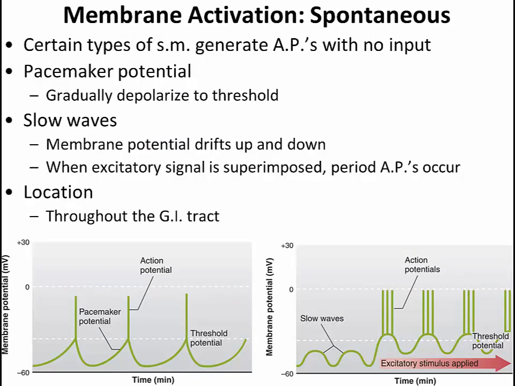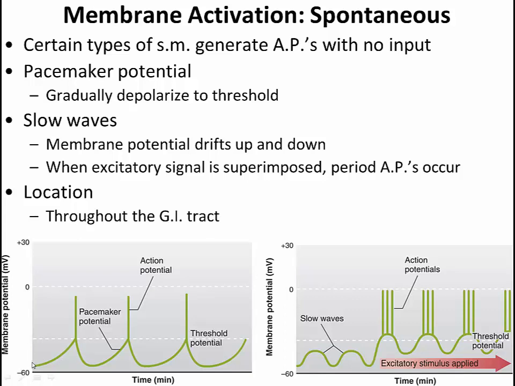We begin with spontaneous activity that leads to smooth muscle contraction. Interestingly, certain types of smooth muscle generate action potentials with no input at all from the nervous system. These smooth muscles exhibit what's referred to as a pacemaker potential. A pacemaker potential is illustrated in the bottom left-hand side of our slide.